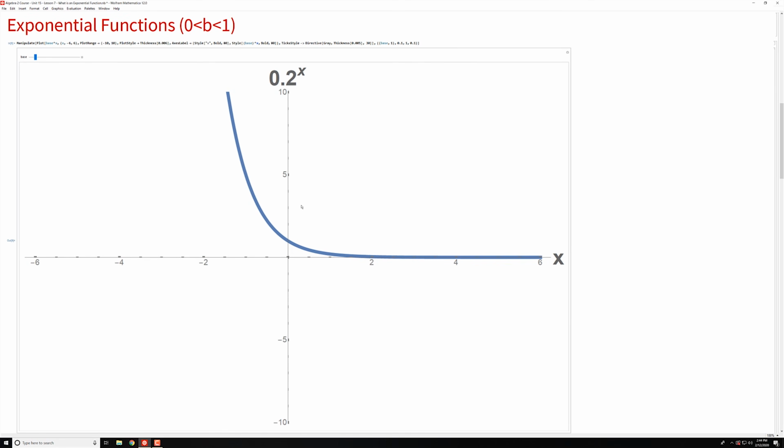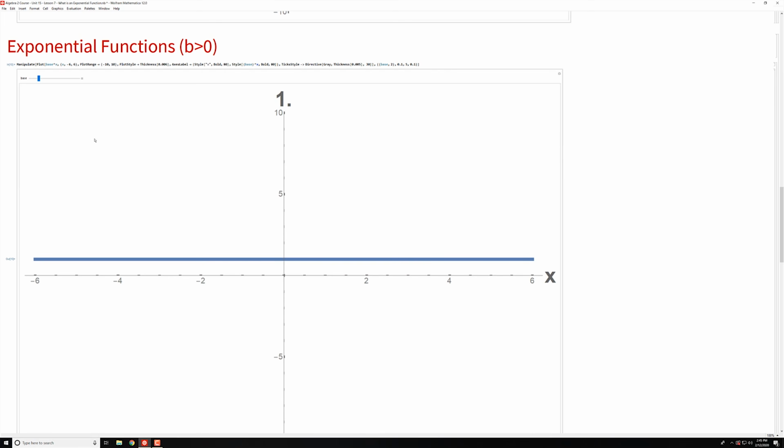Here, if we have the base be a fraction like 1/2 or 1/3 or whatever to the power of x, we have the same shape, but it's just a mirror image on the other side. Again, it goes through the y-intercept of 1. Any base to the power of 0 is just going to give you a 1. So it goes through the same spot here.